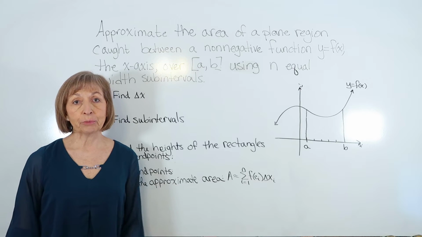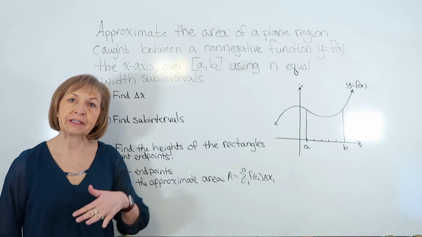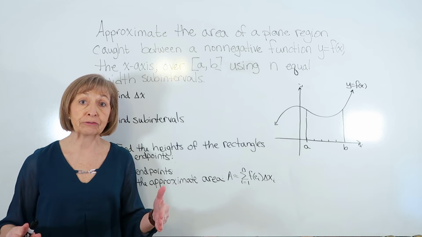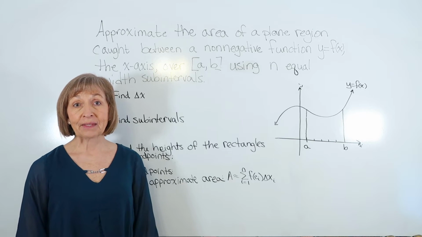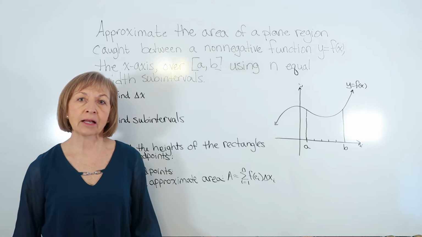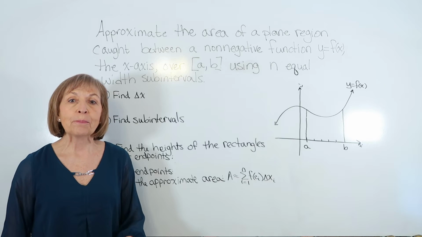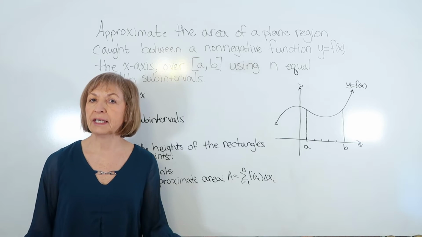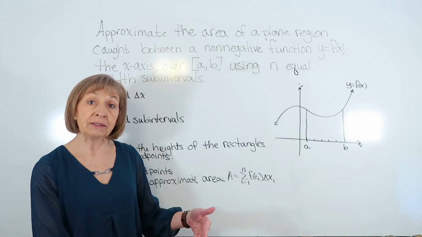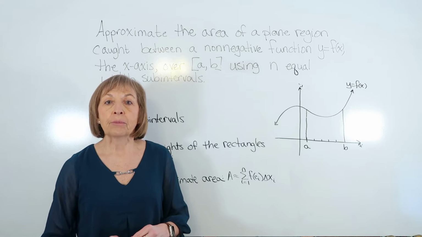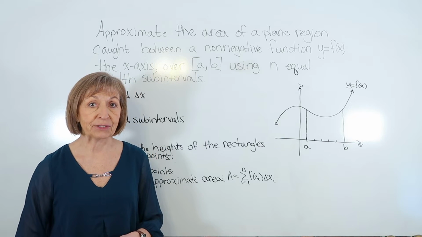I've done an example in a previous video where we approximated the area caught between a non-negative function, the x-axis, over a closed interval by just using our numbers and our formulas from geometry. In this one, I'm going to still approximate that area using formulas from geometry, but I'm also going to use more notation involved in that process that will eventually lead us to being able to apply our calculus techniques to find the exact area of that plane region.